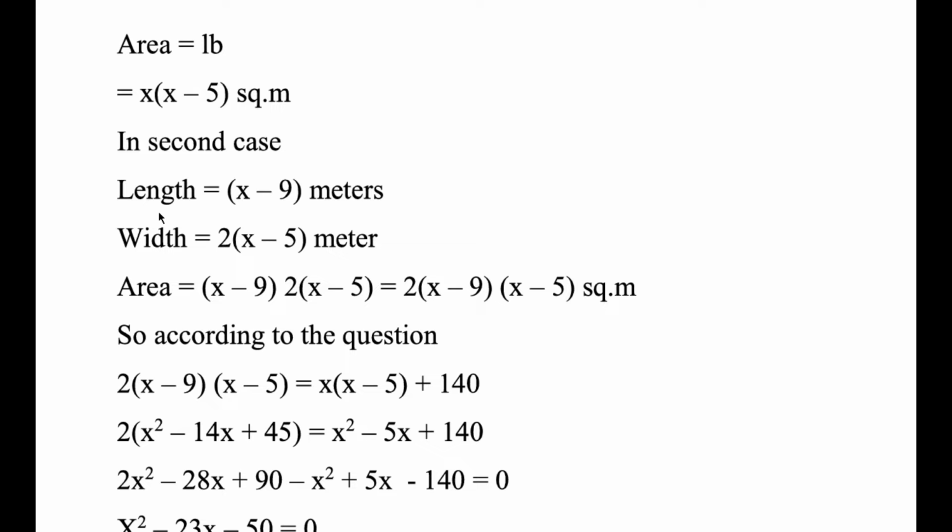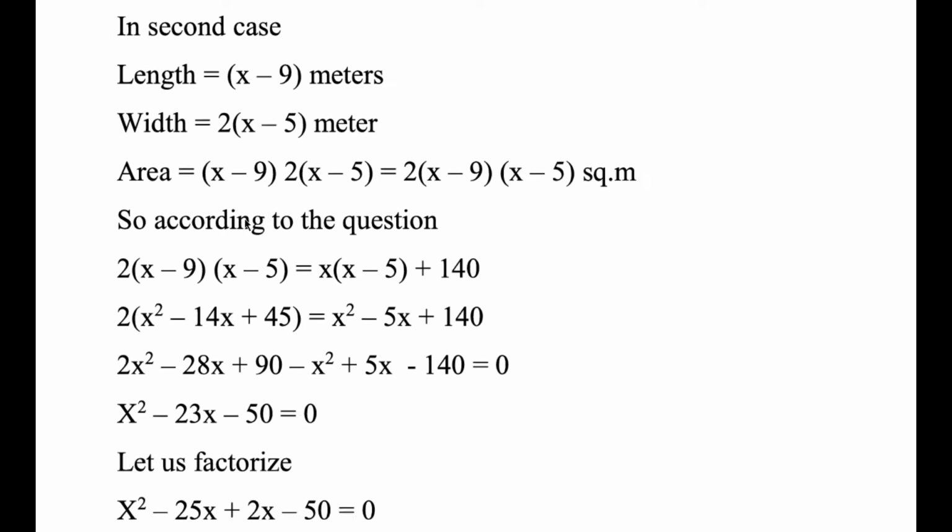In the second case, length is x minus 9. Width will be 2 into x minus 5. So area, x minus 9 into 2 into x minus 5, so 2 into x minus 9 into x minus 5 square meter. Whenever you are mentioning area, please mention either square or meter square. Now according to the question, this one is equal to this one, that is 2 into x minus 9 into x minus 5 is equal to x into x minus 5 plus 140.